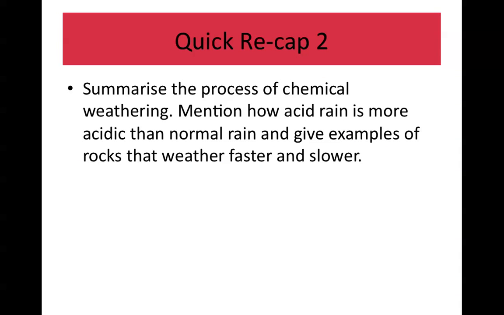Once again, take a few minutes to write a summary about chemical weathering. This time, make sure to mention how acid rain is different from normal rain and why it's more acidic. When writing your summary, give an example of rocks that weather fast and rocks that weather slowly. Once you're done, move on to biological weathering.